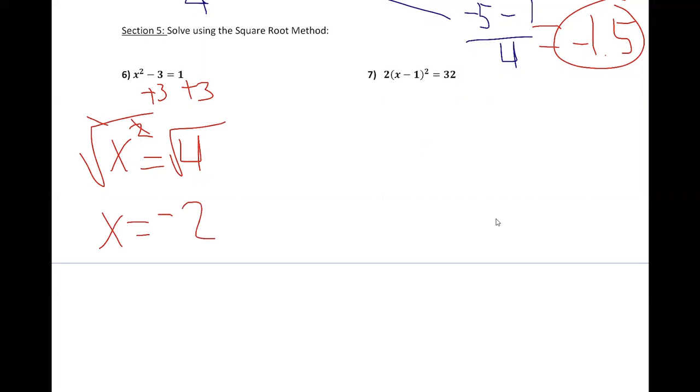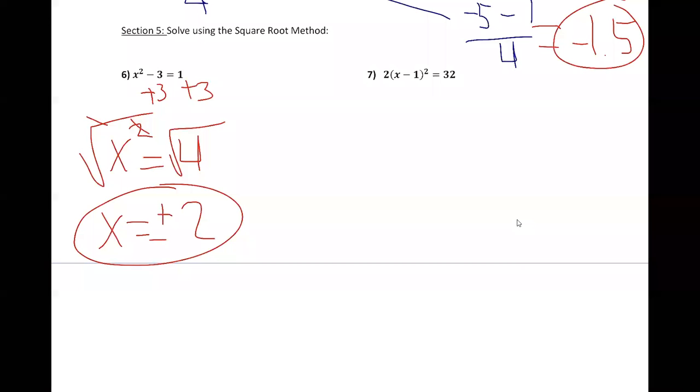But don't forget to put a plus or minus with your answer, because really 2 times 2 is 4 and negative 2 times negative 2 is 4. So there's actually 2 answers. That's one thing you want to be careful of if you're ever in a future math class: anytime you square root a number, you've got to put plus or minus.